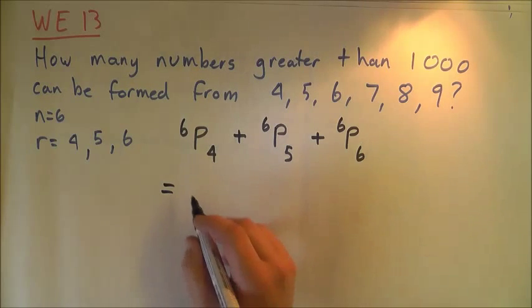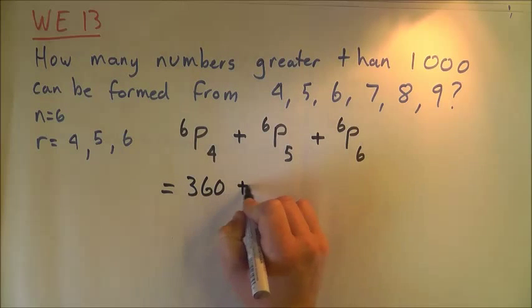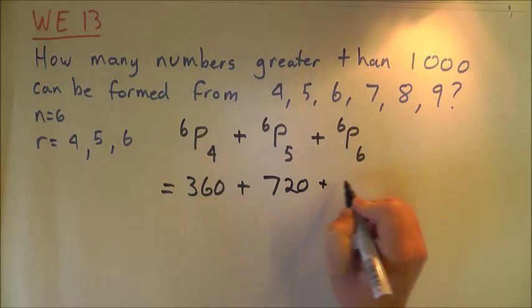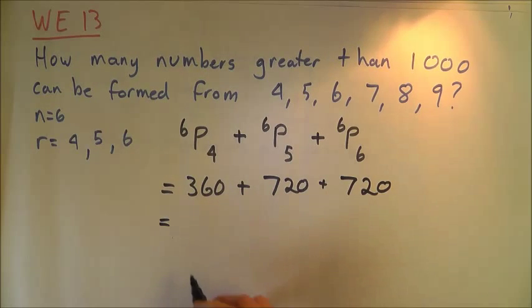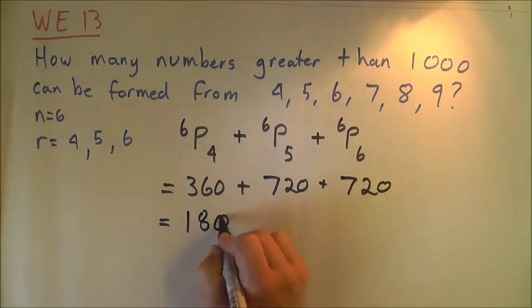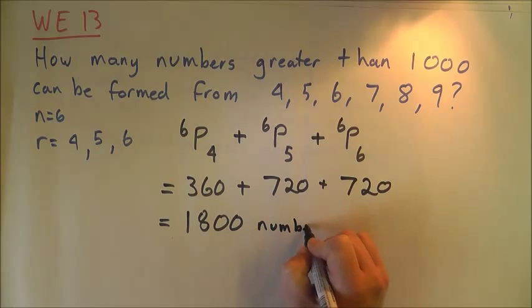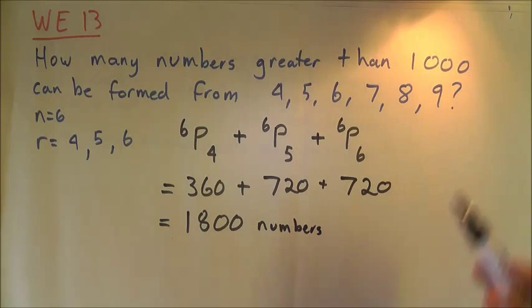Okay, so when we work this out, 6P4 works out to be 360. 6P5 works out to be 720. And 6P6 is 720 as well. Add these together. There are a total of 1,800 different numbers that we can make from those 6 digits that are greater than 1000.